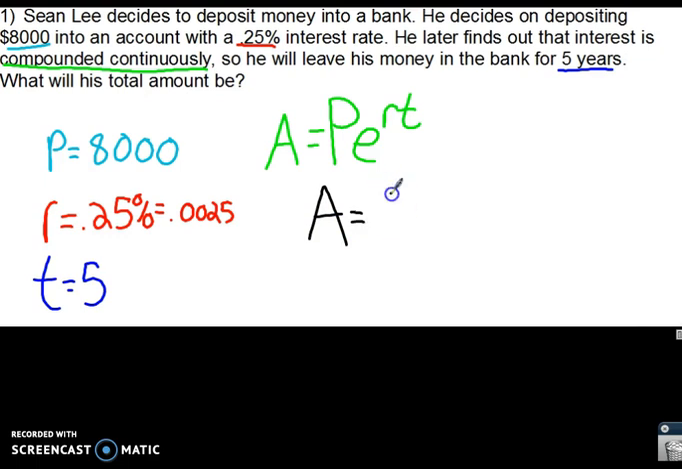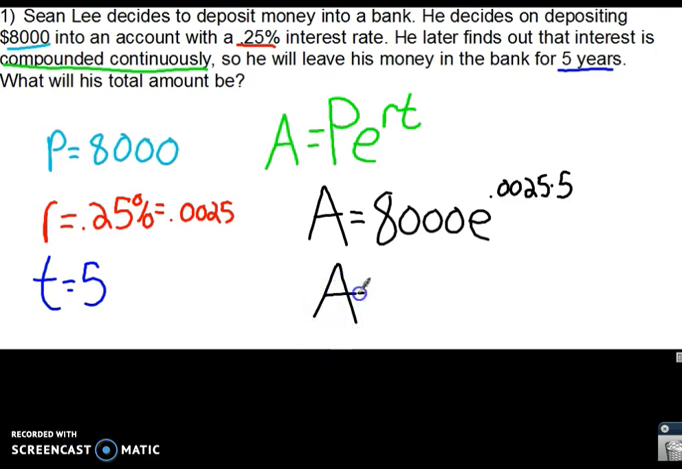That's super important. So now, when I go ahead and fill this information out, A equals 8,000 times e, which is a small e, or e to the x in your calculator, to the 0.0025 times 5. All right, and then we go ahead and plug and chug that information. When you finish this up, A equals, don't forget the dollar signs, $8,100.627, or 0.63 because we round up.